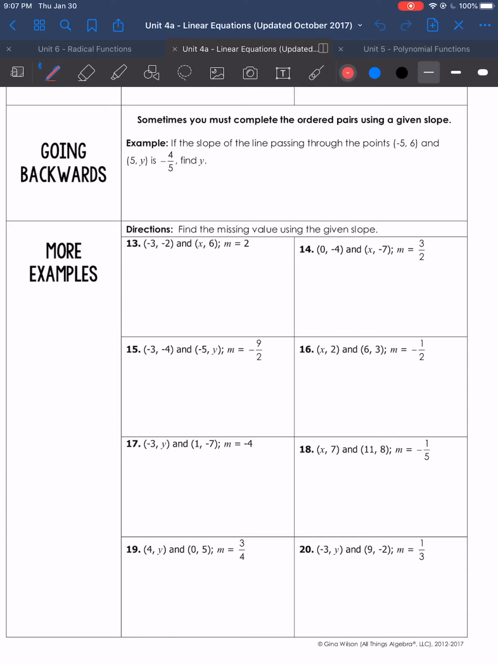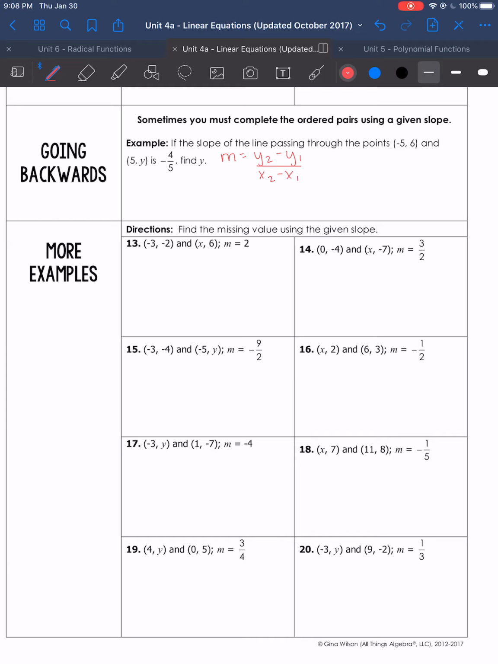And to complete these notes, we will be going backwards, so we'll be given a slope and one ordered pair, and we have to complete the ordered pair. So we're going to go backwards using our slope formula and review. Our slope formula is m equals y2 minus y1 over x2 minus x1.